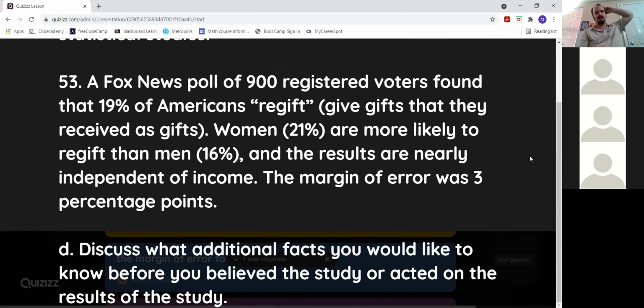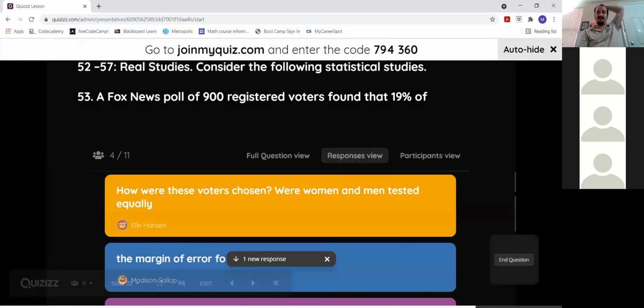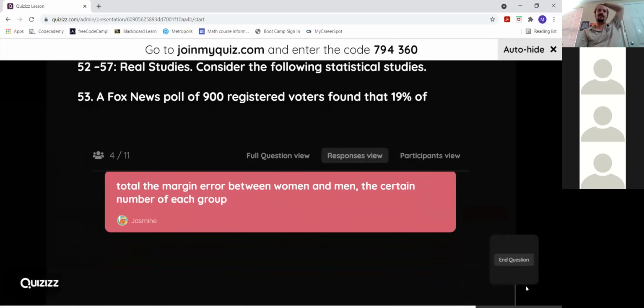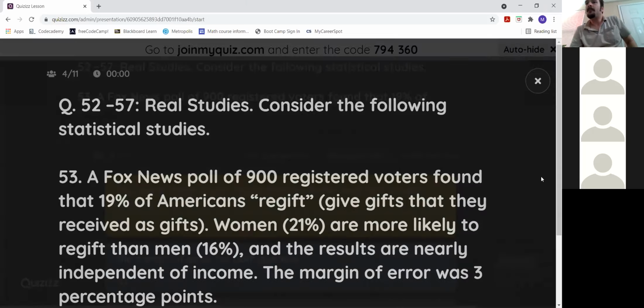Any questions on this one? I think the main thing is that there's some overlap when we start talking about the margin of error, right? And if there's overlap, one of them could be more than the other. It didn't tell you which one is more than the other. Okay.